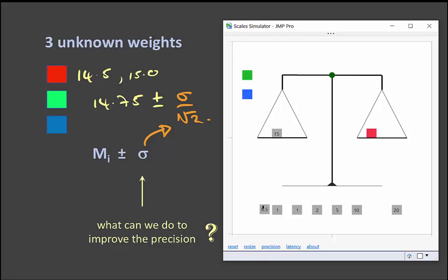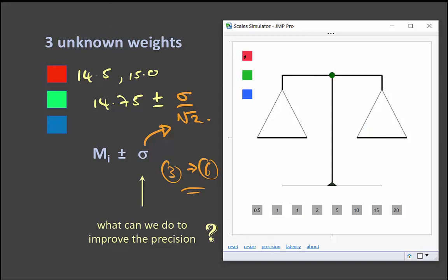How have I done it? Well, I have gone from 3 measurements to 6 measurements. So there's a certain cost or a certain time in order to improve that precision. But is there another way? Could I have done this in a different way? Well, it turns out I could. There's a different experimental strategy.